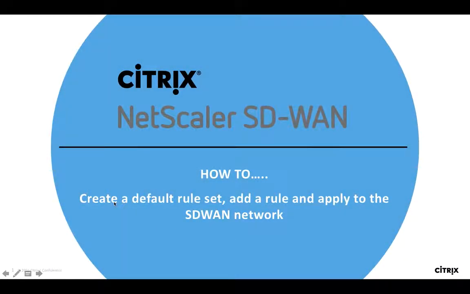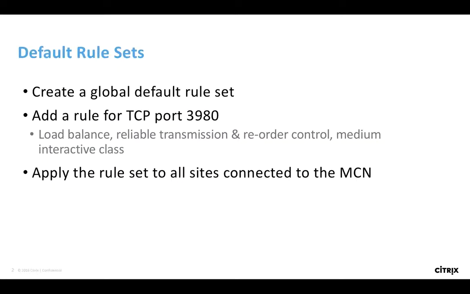So in this how-to video, we're going to create a set of application rules that we want to apply and override the default rule set that comes with the configuration as standard. So in our example here, we'll create a global rule set. We'll add just one application rule using the match conditions for TCP port 3980. We'll apply some priority. We'll apply the settings that we want to apply to this application in the virtual path, and then we'll apply this to all the sites connected to the MCN.